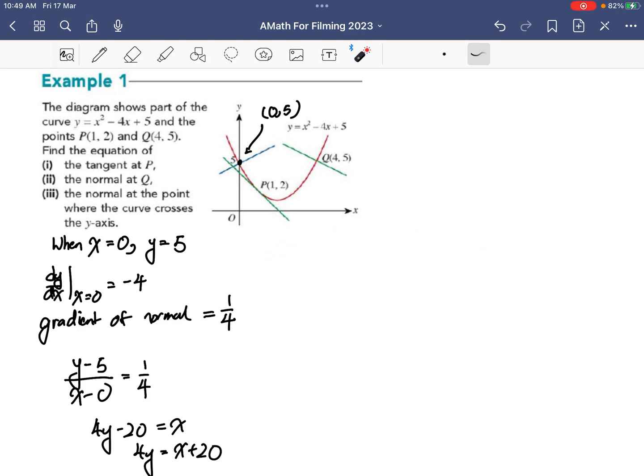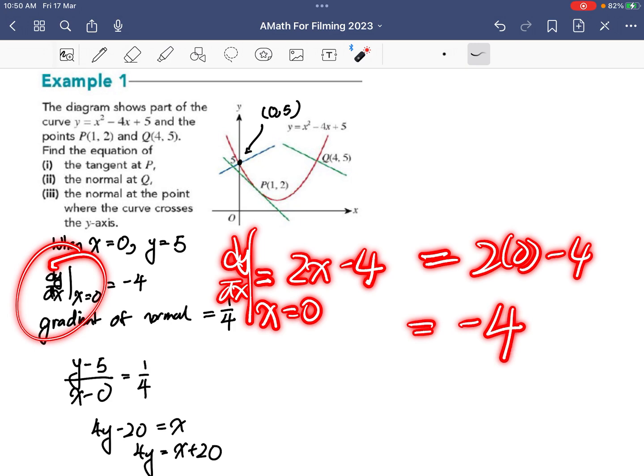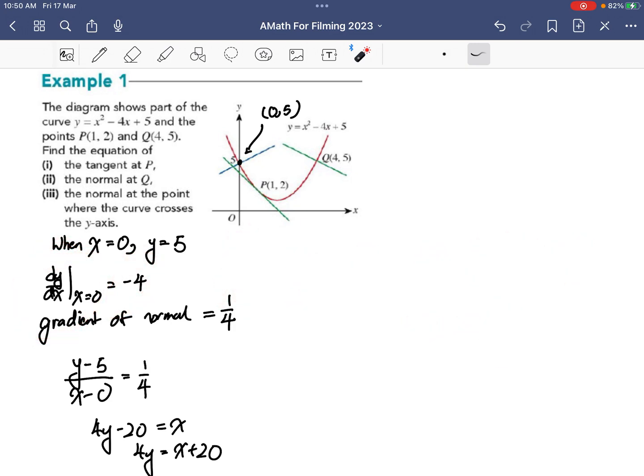So at the y-axis itself, I use the value of x equals 0. I found that my y value is 5, which I have labeled over here. Then to find the gradient of my tangent, again, I'll be very careful. Gradient of the tangent when x equals 0, you sub it into 2x minus 4, which we had from the earlier parts, which was dy/dx. When x equals 0, as I have shown here, you will get 2 times 0 minus 4 is equal to negative 4. So the gradient of this tangent is negative 4.